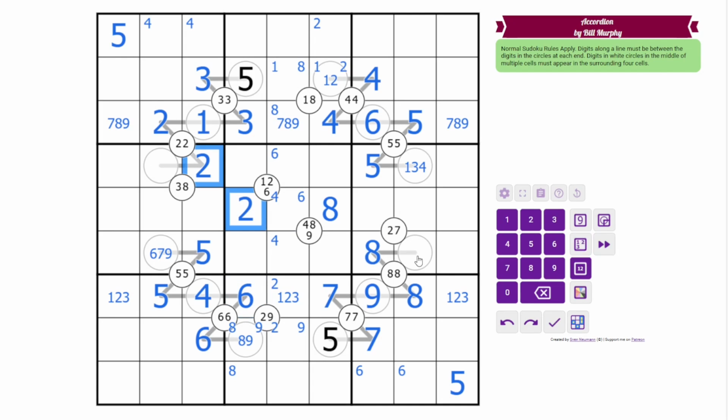2. And this box has to go in one of these cells. However, we know there's a 2 in one of these cells, so the only place for it is there. And we can do the same with 8, I bet. 8 has to go here. 7 can only go here, and 3 can only go here.